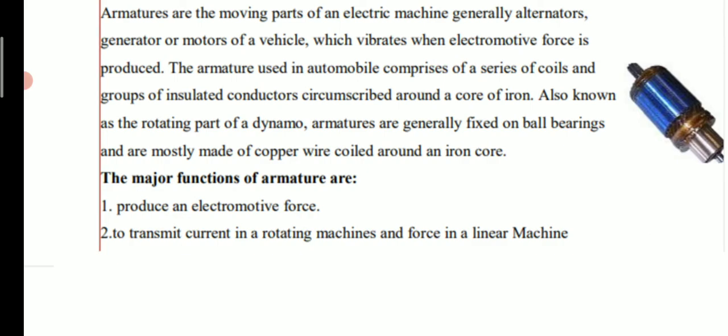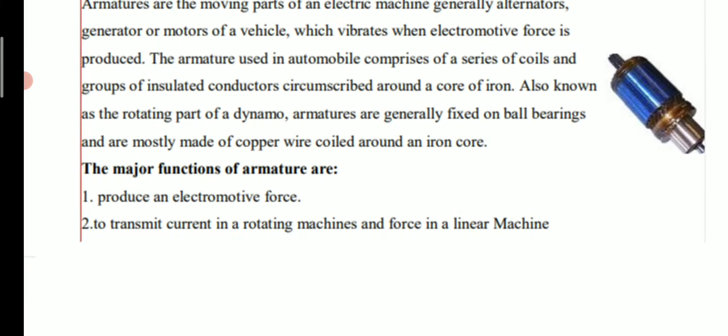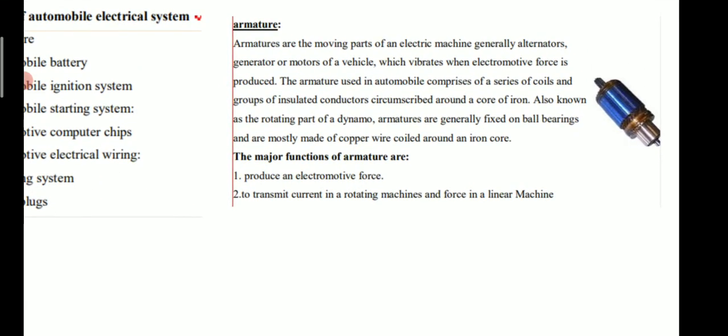Armatures are generally fixed on ball bearings and are mostly made of copper wire, coiled around an iron core. So, this is a picture of armature. The major function of armature is to produce an electromotive force and to transmit current in a rotating machine and force it in a linear machine.